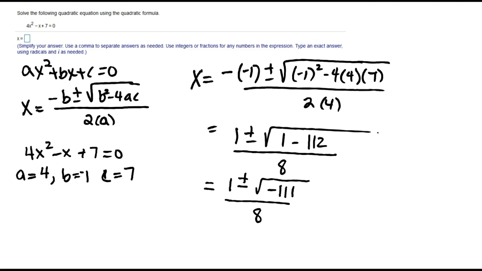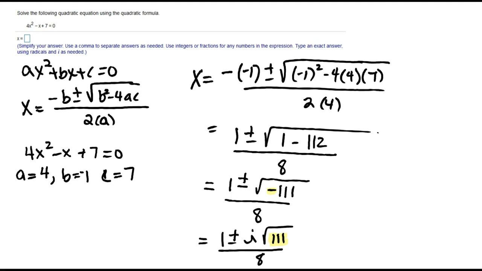And now I want to simplify the radical because I have a negative inside the radical. This is going to become 1 plus or minus i square root of 111 over 8. If you can, you want to try to simplify that radical, but 111 is prime, so that's going to be our final answer. 1 plus i square root of 111 over 8, and 1 minus i square root of 111 over 8.